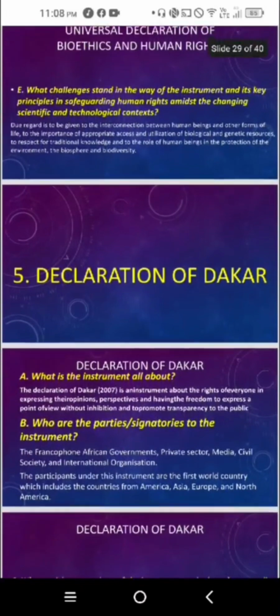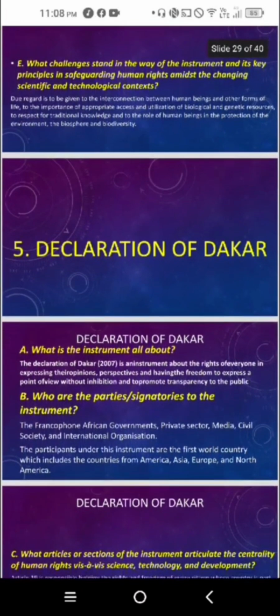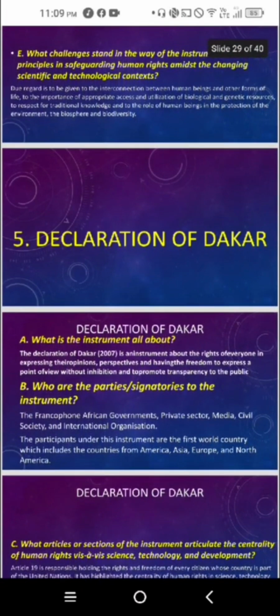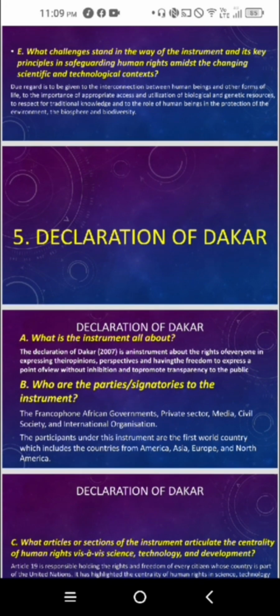What challenges stand in the way of the instrument and its key principle in safeguarding human rights amidst the changing scientific and technological context? Due regard is to be given to the interconnection between human beings and other forms of life, to the importance of appropriate access and utilization of biological and genetic resources, to respect for traditional knowledge, and to the role of human beings in the protection of the environment, biosphere, and biodiversity.